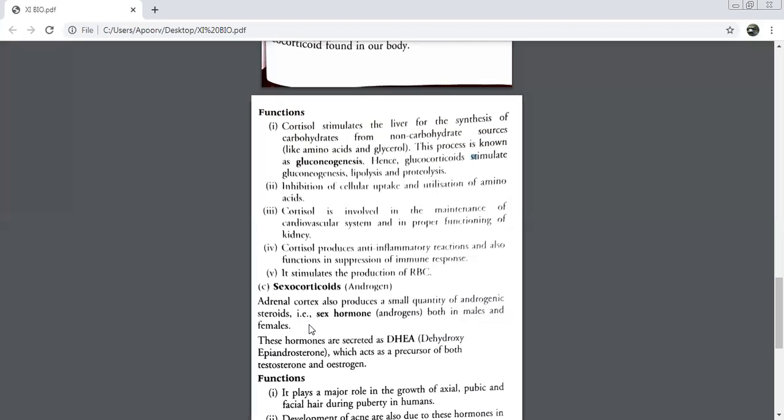Separately, of course, you know. So what is the full form of DHEA? Let's do it one by one. D stands for dehydroxy. Come on, tell me, what does D stand for?